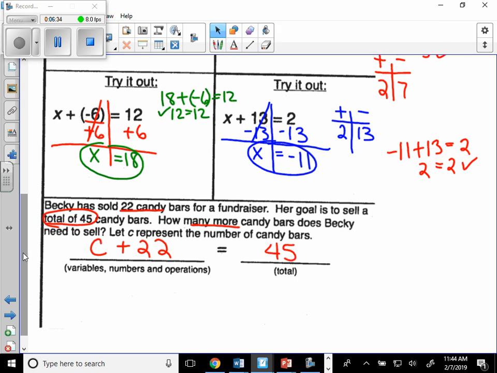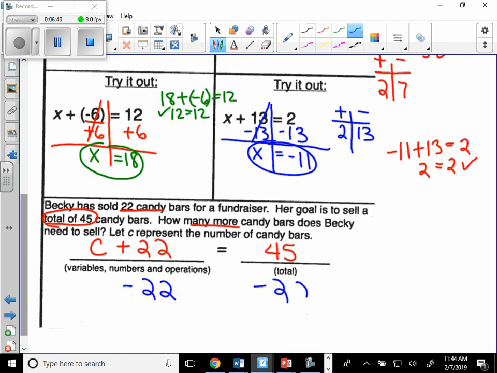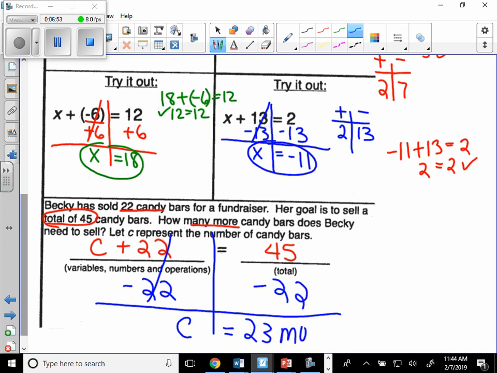Now, to find what C equals, we are going to subtract 22 from both sides. Draw your line. And this cancels out. C equals 23, which represents 23 more candy bars.